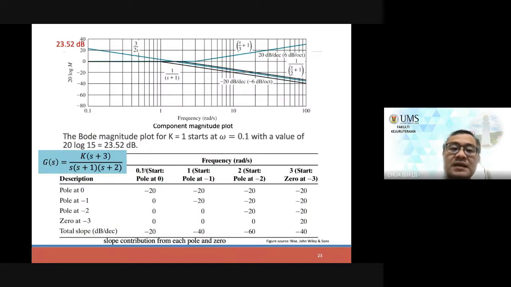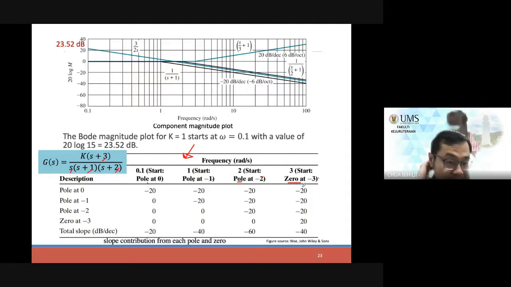To make our life easier, we normally form this table, because on the line it is a bit difficult to show since the points are very close. So maybe in the exam you will draw this table first. Once you draw this out, you identify this is 0, this is 1, this is 2, and this is 3. So you put 0, 1, 2, 3. This is pole, pole, pole, and this is zero.